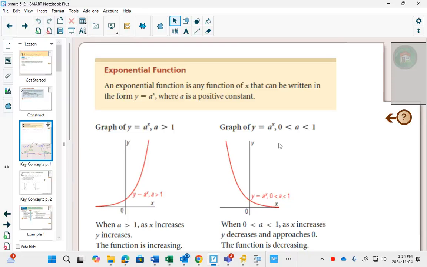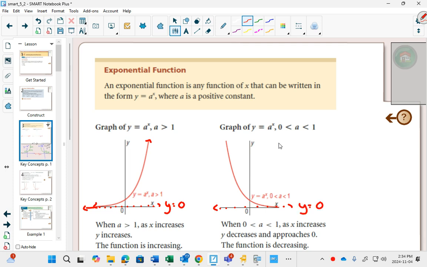And here are the two basic shapes of your exponential graph. I'll get you to draw a dotted line in, if you have your red pen, for asymptotes at y equals 0. And they've done it generally.